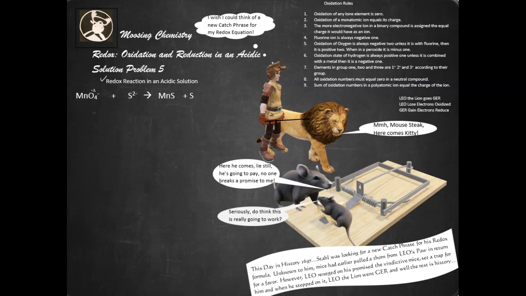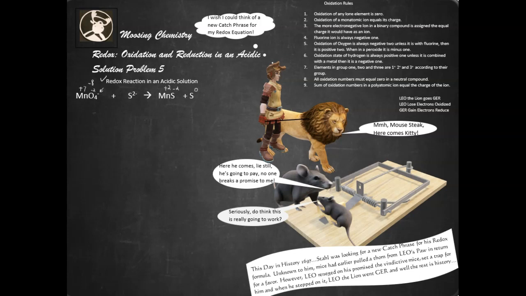So oxygen's a -2, so 4 times -2 is -8. So to get this -1 charge right there, manganese would have to be a +7. Now, if we look over here, we know that sulfur is in group 16, so it has a -2 charge, so manganese must have a +2 charge. And of course, when an element's by itself, unless otherwise noted, it's going to have an oxidation number of 0.